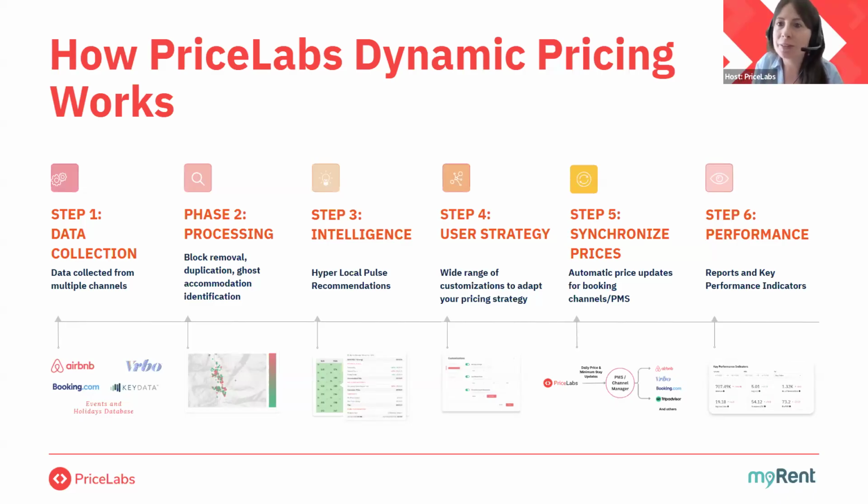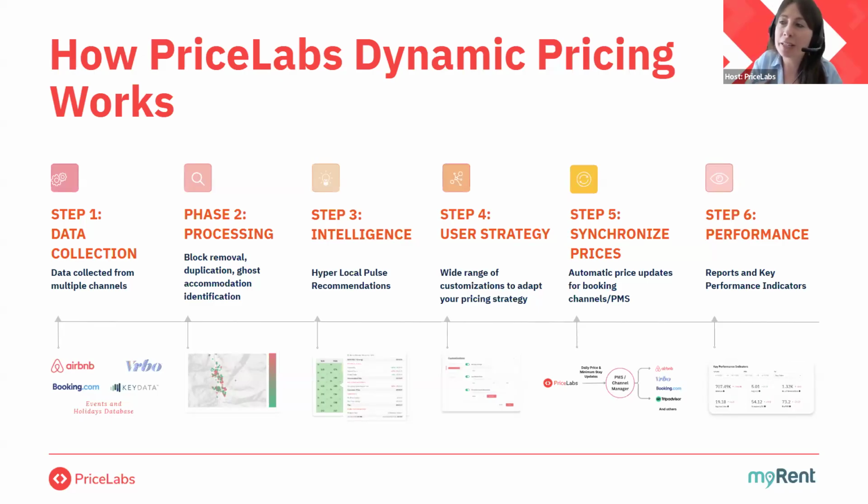Second process will be clean this data. So we are going to remove all the inactive listing, all the blocks, so that you have an accurate data. Then here the calculation starts. So our algorithm will start recommending the rates. Our algorithm is called hyperlocal pulse because the market that we are considering is the hyperlocal one. So for example, if your property is in a specific area of Dubrovnik, we are going to consider that specific market while looking at demand and seasonality, because we think that this factor can be different in other areas of Dubrovnik.